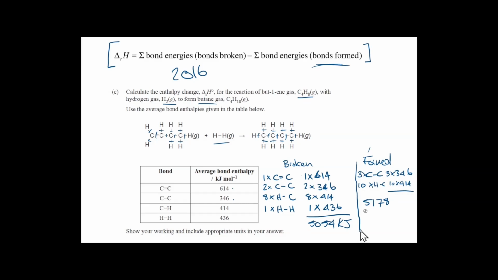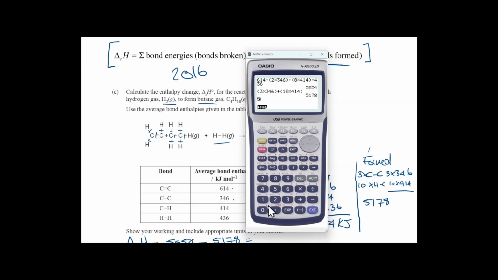Okay, so is this endothermic, exothermic? Well, let's apply our equation here. The bond energy broken is 5,054. So the total enthalpy change is 5,054 minus 5,178. And we're going to have a negative number. 5054 minus 5178, we have a negative number of 124.